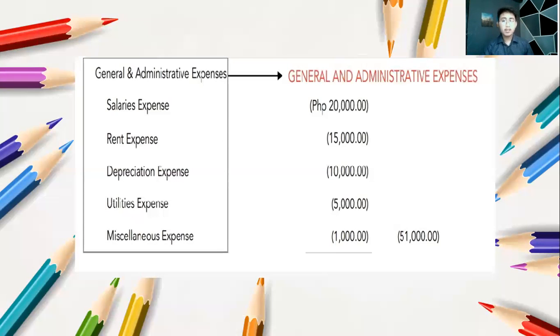Okay? So dito, let's discuss the general and administrative expenses. Dito po, ito po yung nakalagay sa general and administrative expenses. We have the salary expense, the rent expense, the depreciation expense, the utility expense, and miscellaneous expense. Kapag na-compute natin itong lahat, it will have a total amount of 51,000 pesos. Bali, yan po yung magiging general and administrative expenses.